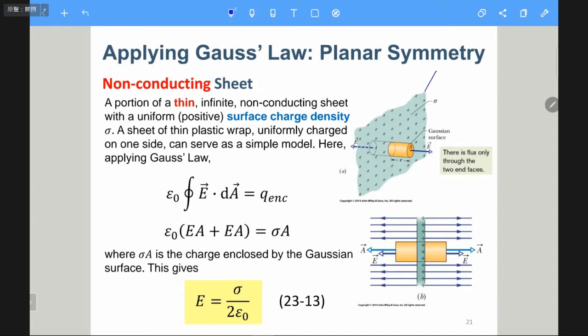So here we have the thin conducting plate with uniform charge density. We also define the Gaussian surface like this, which is a cylinder perpendicular to this plane, with half of it on the left side and half on the right side. In the cross section, this is the plate, and this is the Gaussian surface, which is just a rectangle.